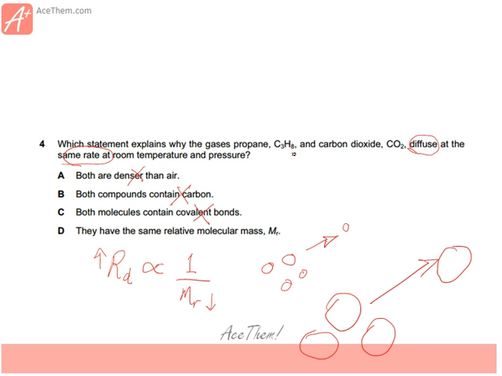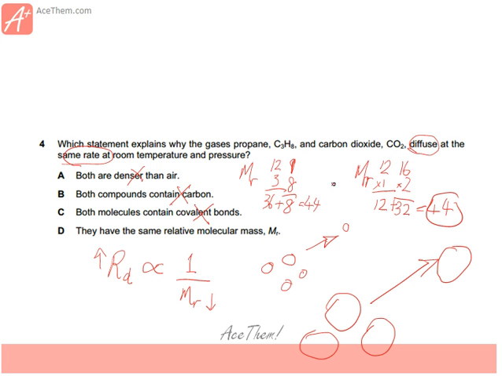So for C3H8 in this case, we'll have to check their molecular mass. C3 is 12 times 3, which is 36, plus 8, 1 times 8 is 8, 36 plus 8 is 44. And then for CO2, calculating the Mr of CO2, C is 12 times 1 of them is 12, and then O is 16, and we have 2 of these, so that's 32. 12 plus 32 is equal to 44 again. So we have 44 for both, and so this is the correct answer, D.